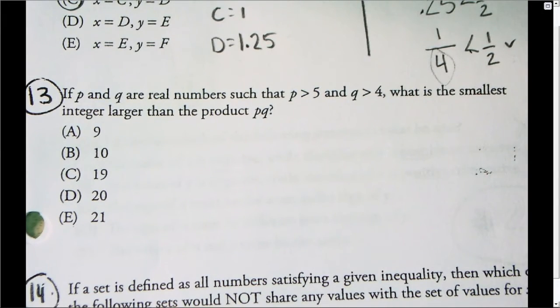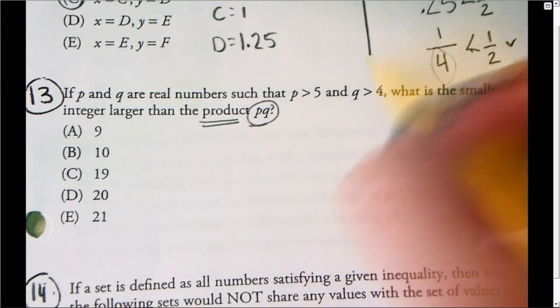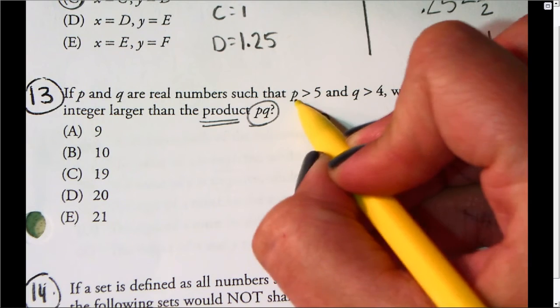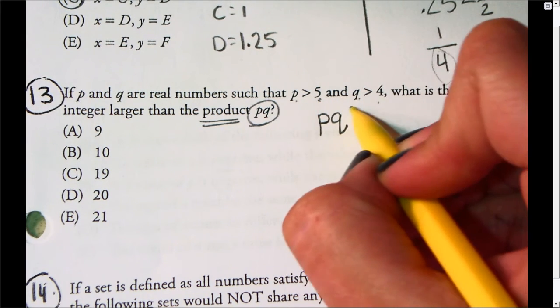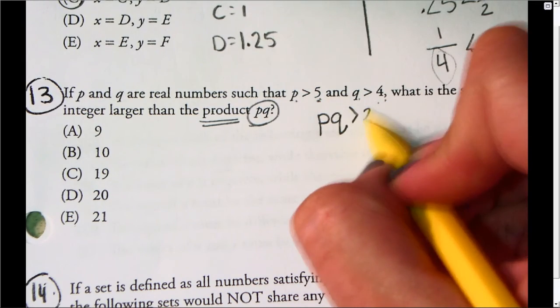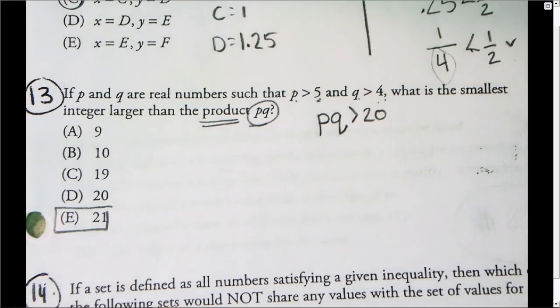Okay, we're almost done. Number 13, if P and Q are real numbers such that P is greater than 5 and Q is greater than 4, what is the smallest integer larger than the product of P and Q? This problem is tricky because it is hard to think about, but we should think product means multiply, so I'm going to multiply P and Q. So let's make this an inequality. If I were to multiply P times Q, I would need to multiply 5 times 4. 5 times 4 is 20. So I need a product greater than 20, which is 21.